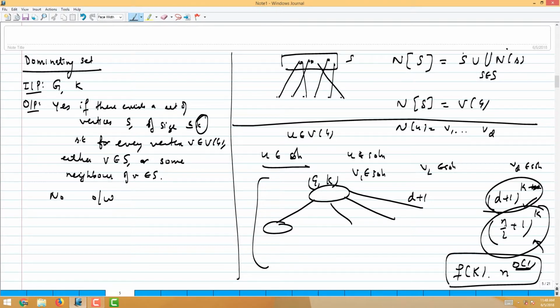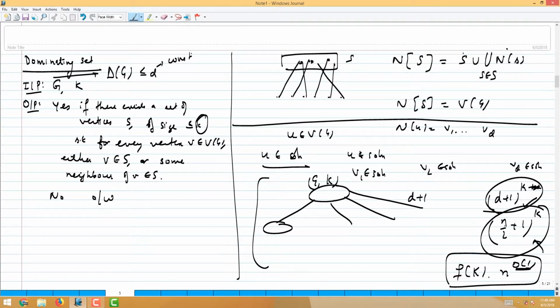But suppose to begin with, I started with a graph whose max degree is at most D, where D is some constant. Then can we do something?